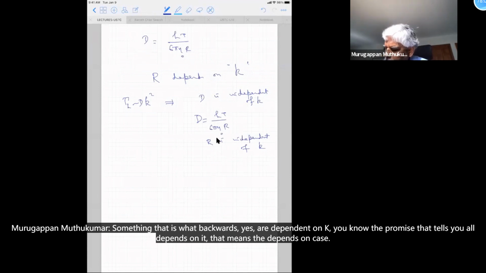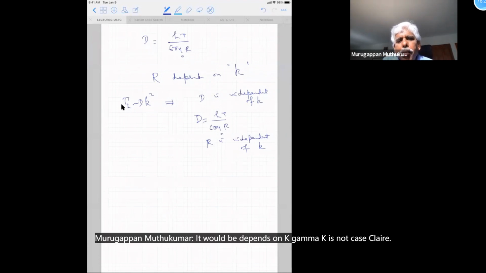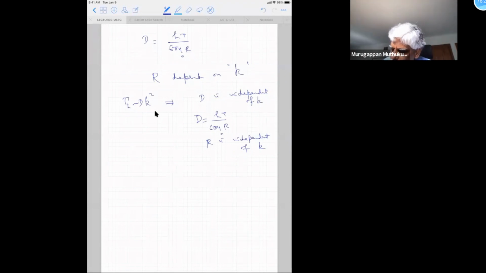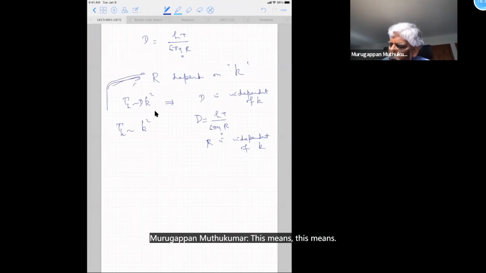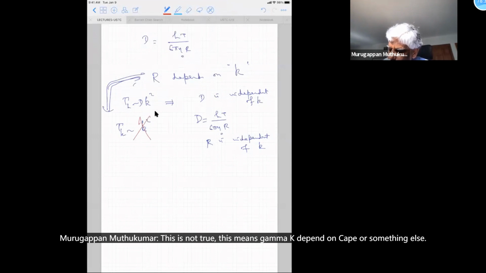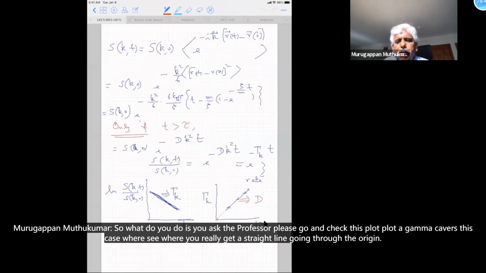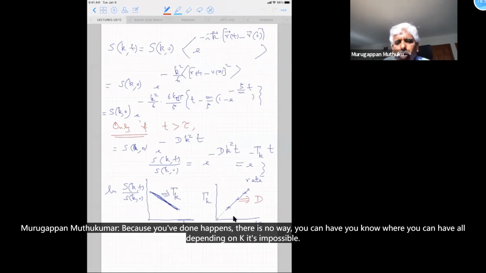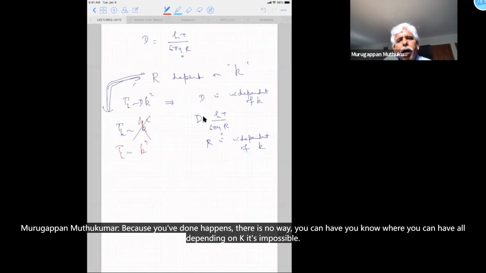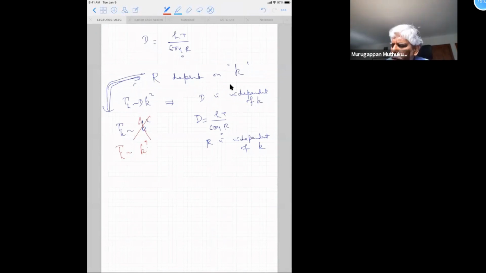Let's work backwards. If the professor tells you R depends on k, that means D depends on k. If D depends on k, gamma k is not k squared. This means gamma k depends on k to some other power. So you ask the professor, please go and check this plot, gamma k versus k squared, and see whether you really get a straight line going through the origin. Because if that happens, there is no way you can have R depending on k. It's impossible. So these are the checks and balances you have to do.